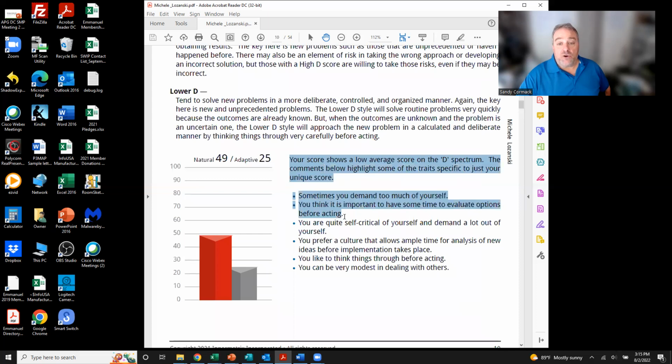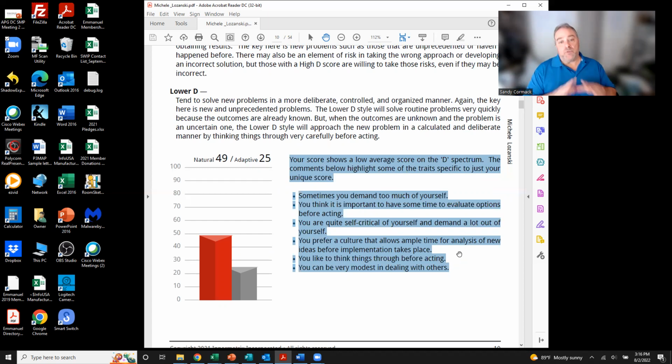And there's a group of bullets down here that say, here are some trait-specific items to consider for a person who has scores like that. And so in this case, it says sometimes you demand too much of yourself. You think it's important to have some time to evaluate options before acting. You are quite self-critical of yourself and demand a lot out of yourself. You prefer a culture that allows ample time for analysis of new ideas before implementation takes place. You'd like to think things through before acting, and you can be very modest in dealing with others.